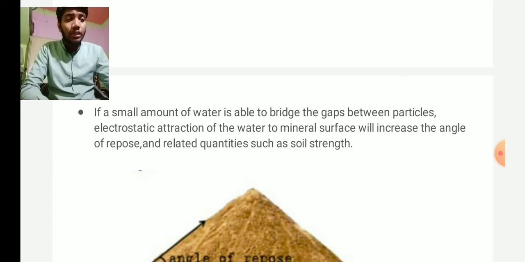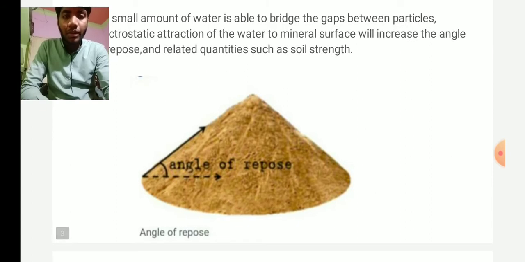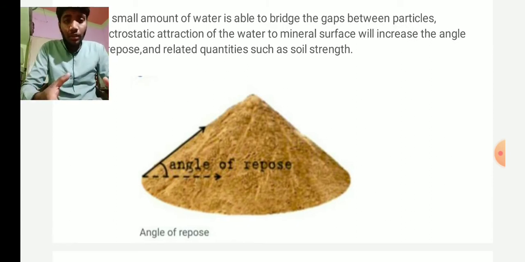It also affects related quantities such as soil strength. So, a small amount of water is able to bridge the gaps between particles, and the electrostatic force of attraction to mineral surfaces will increase the angle of repose and related quantities such as soil strength. When we pour mud, it is not a solid mass. It is made of tiny particles, so there will necessarily be gaps between them. If we are able to fill those gaps with water, then there would be an electrostatic attraction.